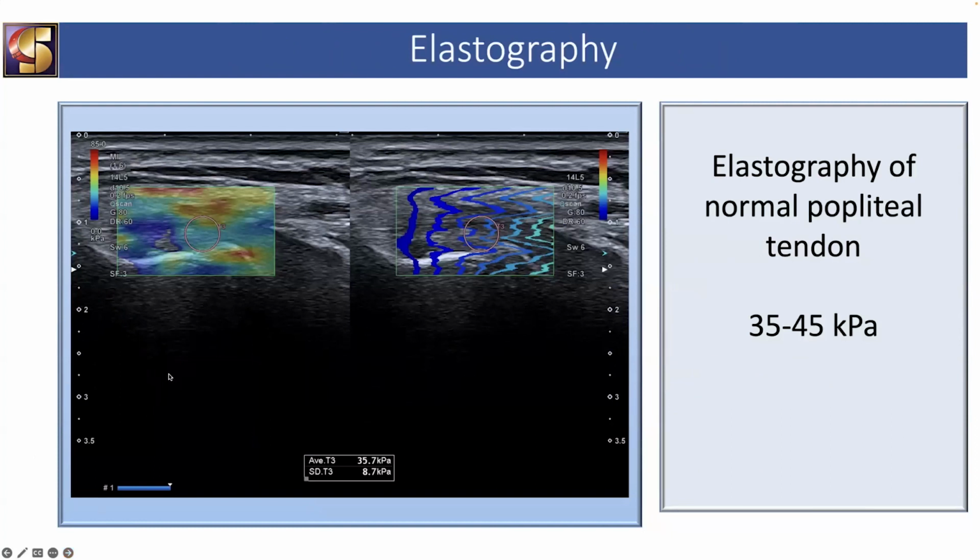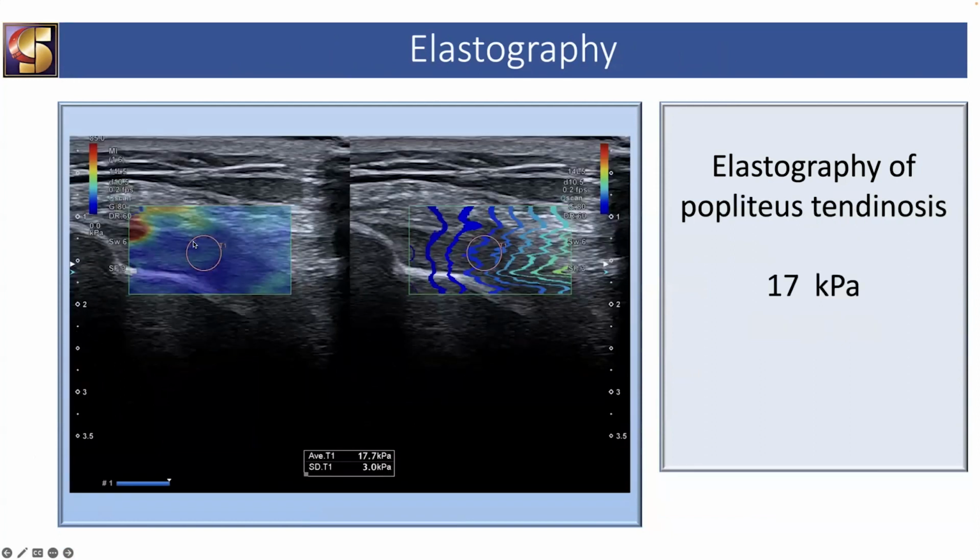So I just tried elastography, the 2D shear wave elastography of a normal tendon. Here I got values of 35 to 45 kPa, kilopascals, in this normal tendinous area. And this is the propagation wave where we can correctly put the measurement box to get the correct values. So in this case of popliteus tendinosis, I got a reduced value that was 17 to 18 kPa.